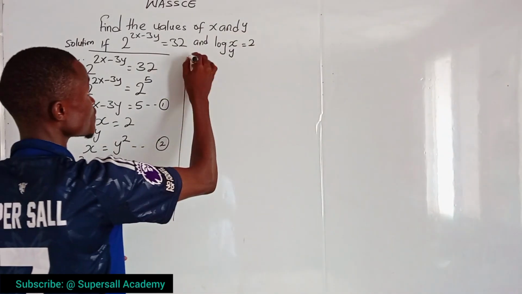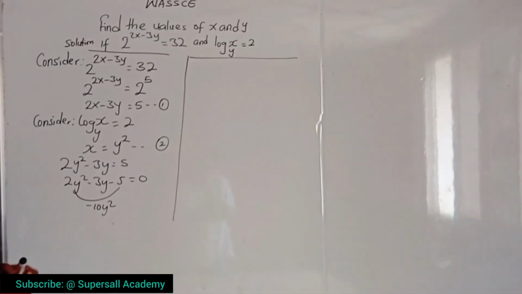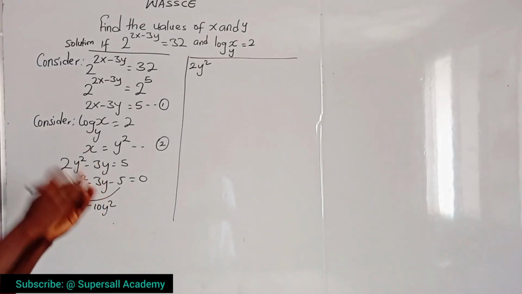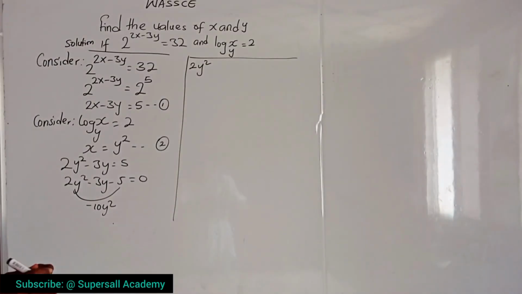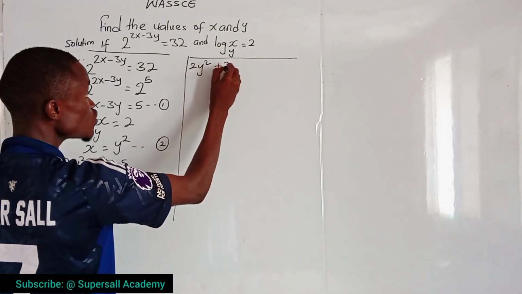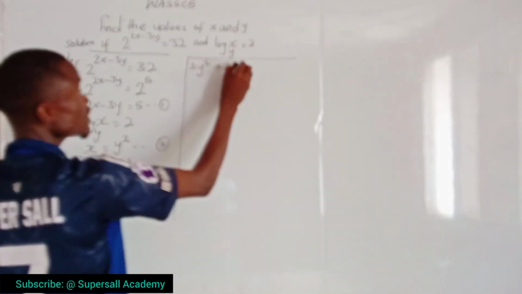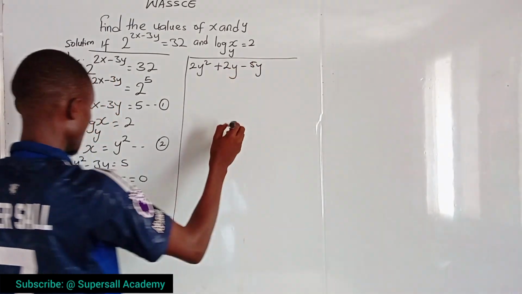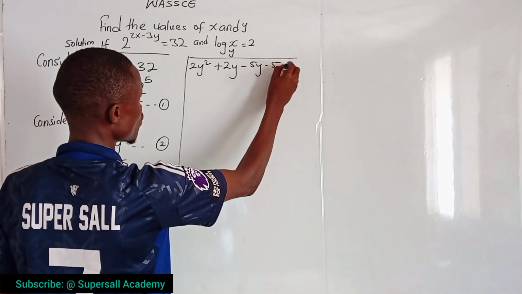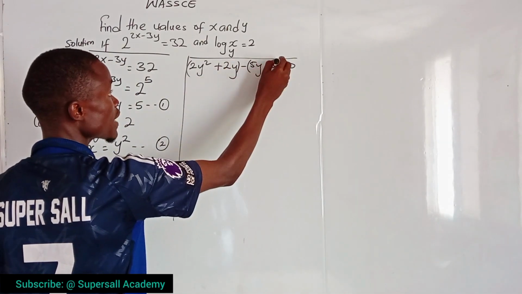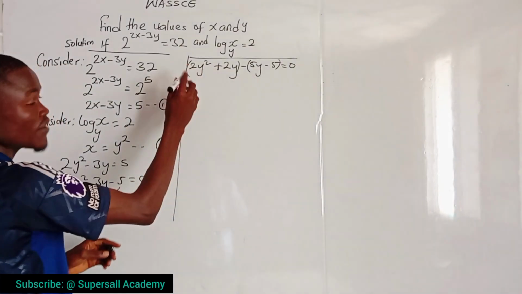Am I communicating? The factors. So we say 2y square. If we say 2 times 5, it will give us 10. Right? 2 times 5 is 10. So we say plus 2y, these two should have the plus, then minus 5y minus 5 equals 0. We group them, 2 brackets.